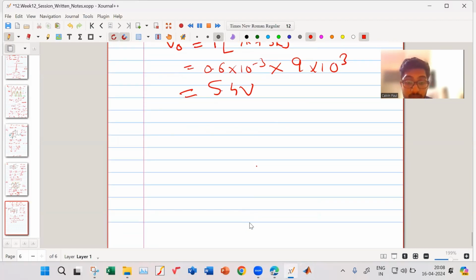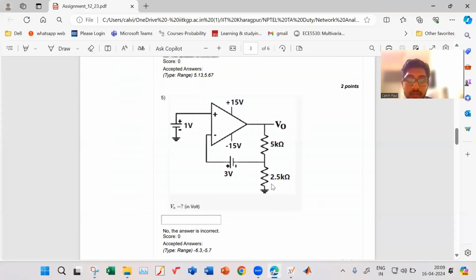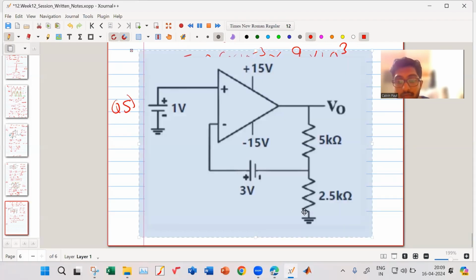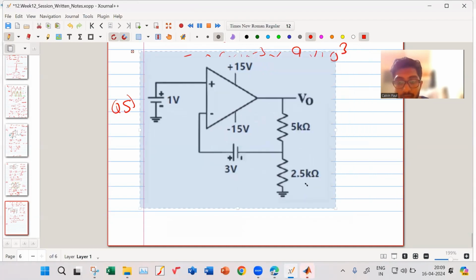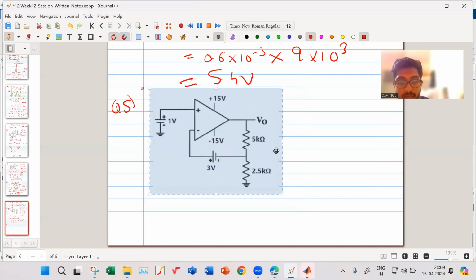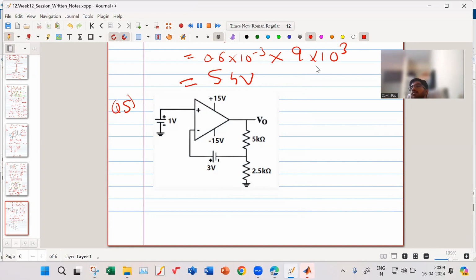Okay, so which is my question 5. Now how will I solve this? Minus 6 volt, well, V0 is minus 6 volt. And how did you come up with that answer?